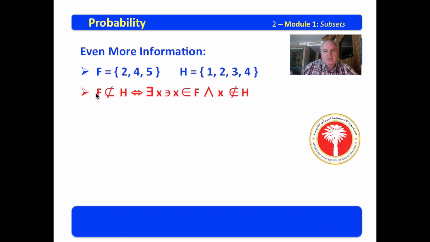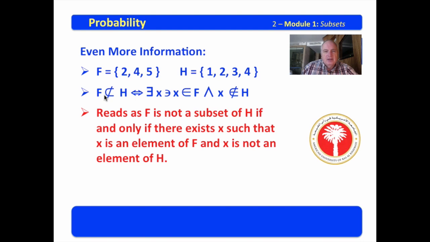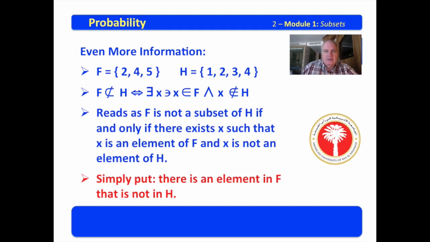Now look at those symbols. We'd read that again. F is not a subset of H if and only if there exists an X, an element such that X is an element of F and X is not an element of H. Here's a 5 that is an element of F, and this 5 is not an element of H, which means that F is not a subset of H.